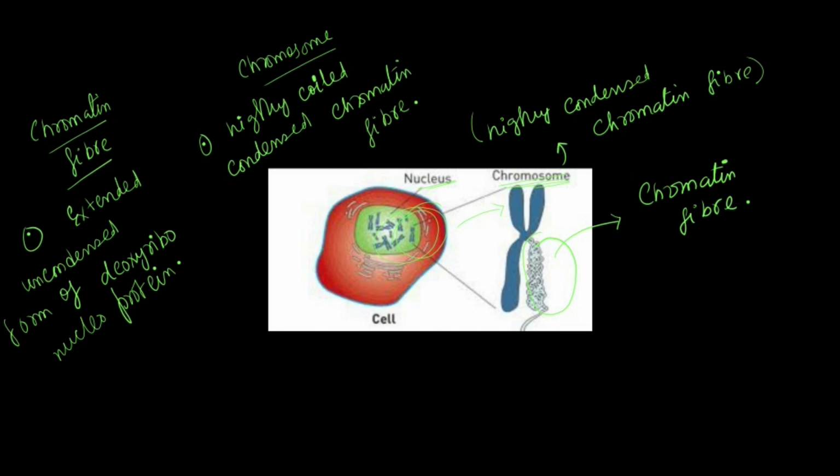Also, chromatin fibers are single and unpaired, while chromosomes are going to exist as pairs. So these are some common differences between these two.